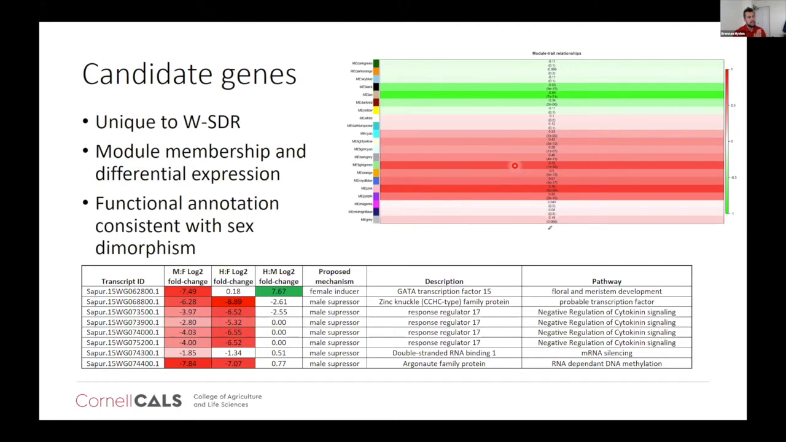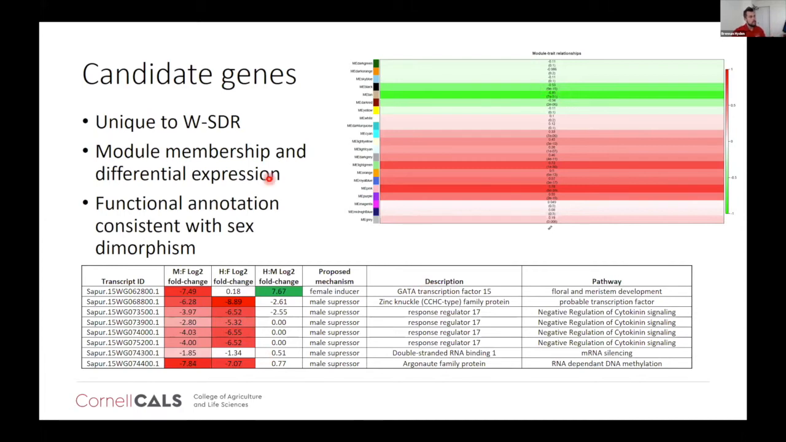When we were looking at candidate genes, we first wanted to see that they were unique to the W SDR, so present in 15W and present in females, but also absent from males and absent from Z. And then we looked at genes that had module membership, particularly in this tan module, which has a 0.85 correlation with females. And then we wanted genes that, of course, had significant and substantial differential expression. And lastly, these genes had to have a functional annotation that was consistent with something that might cause sex dimorphism. So hormone signaling, transcription regulation, transcription factors, things that could actually reasonably regulate all the dimorphism we see.